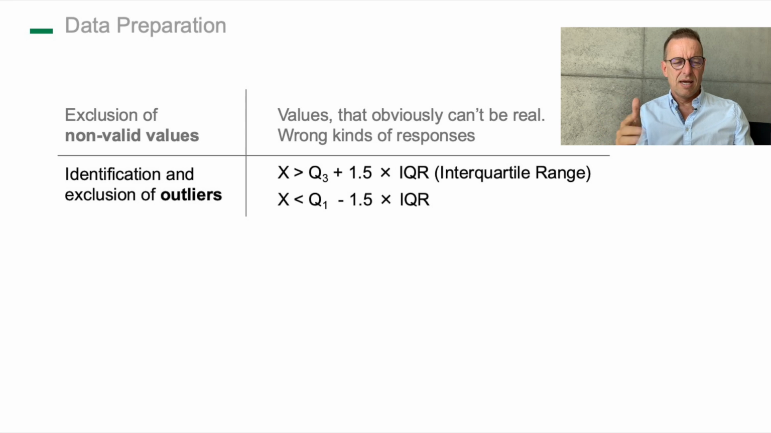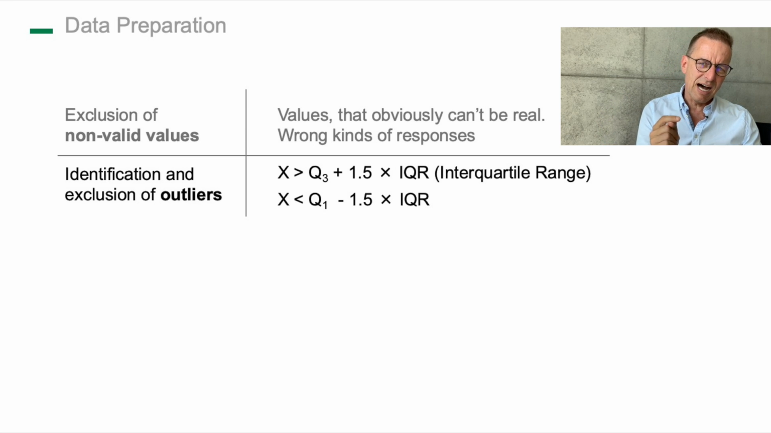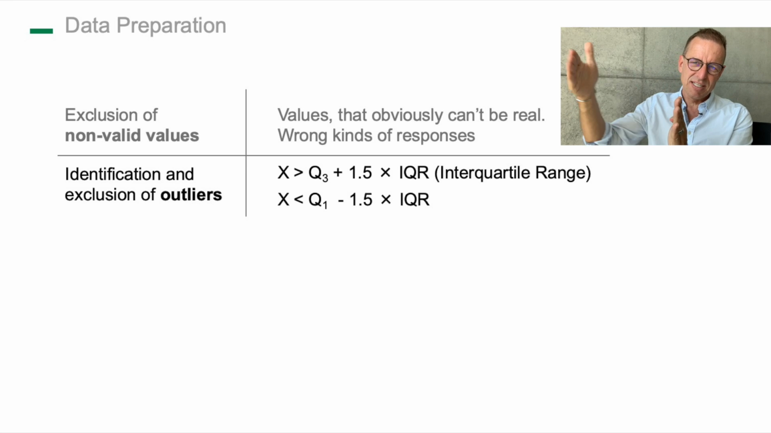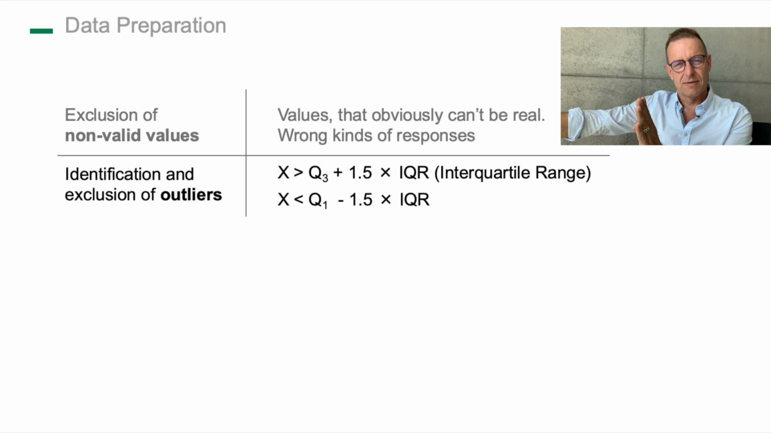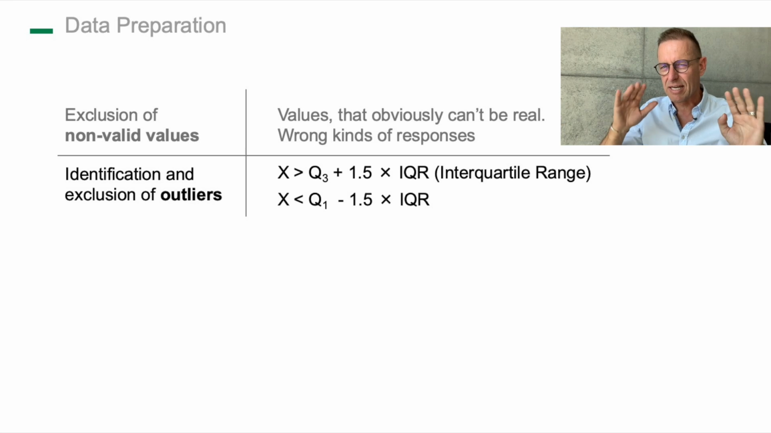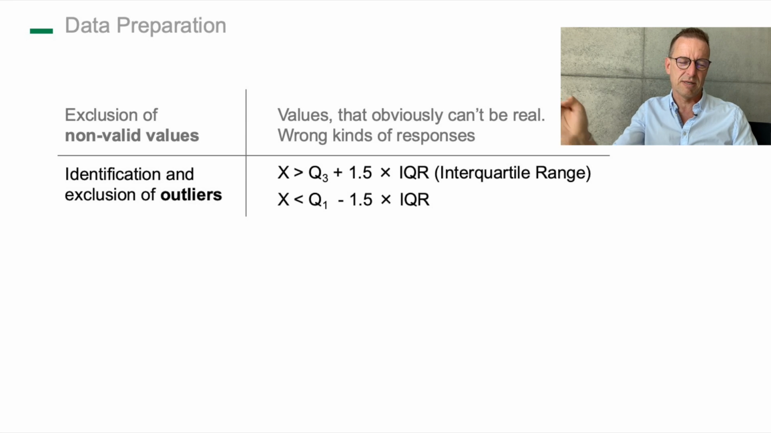And if a value is higher than the third quartile by more than 1.5 times the interquartile range, then it's an outlier. So you don't have to understand this by heart, but what you take home is that an outlier is defined in statistical terms. It's a very, very extreme value you better take out.